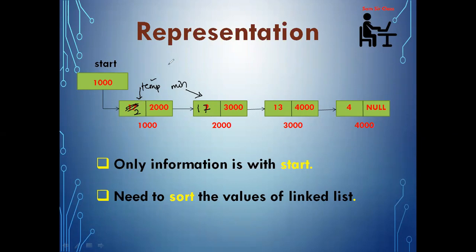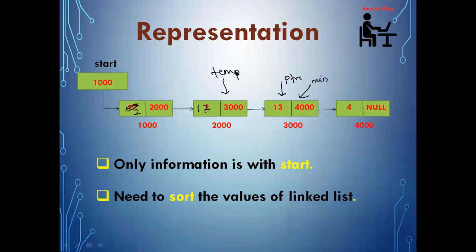After that, what I need to do is increment my temp. So temp will come to the second node. Now to whichever node temp is pointing, min will also point to the same node. That is my assumption. But PTR will point to the next node of temp. Again, I'll compare: 13 is less than or equal to 17? True. True means my min will be updated to PTR.